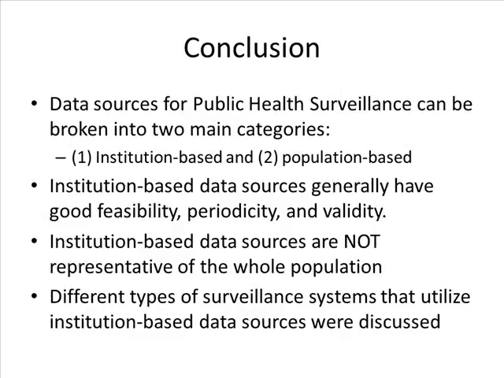Slide 51. Some conclusions. Data sources for public health surveillance can be broken into 2 main categories: institution-based and population-based. Institution-based data sources generally have good feasibility, periodicity, and validity. Institution-based data sources are not representative of the whole population. Different types of surveillance systems that utilize institution-based data sources were discussed.